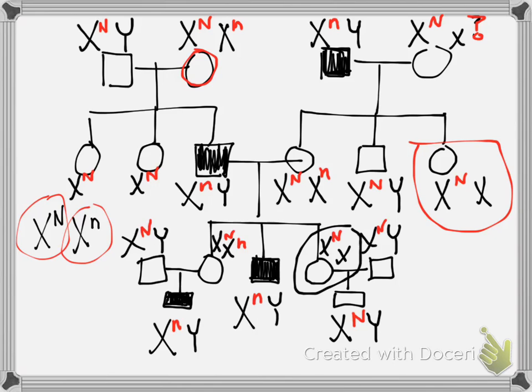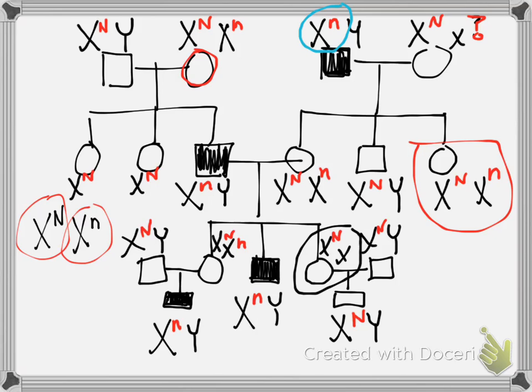Where did she get that X with a normal N? Her mom. Because her father only has one X, and what does it look like? Little n. She is guaranteed a carrier. No way out of it. She's a carrier because she had a colorblind father. My daughter will be a carrier of colorblindness. If she has a son, there's a 50% chance that he would be colorblind. So, yeah, we can determine her genotype.